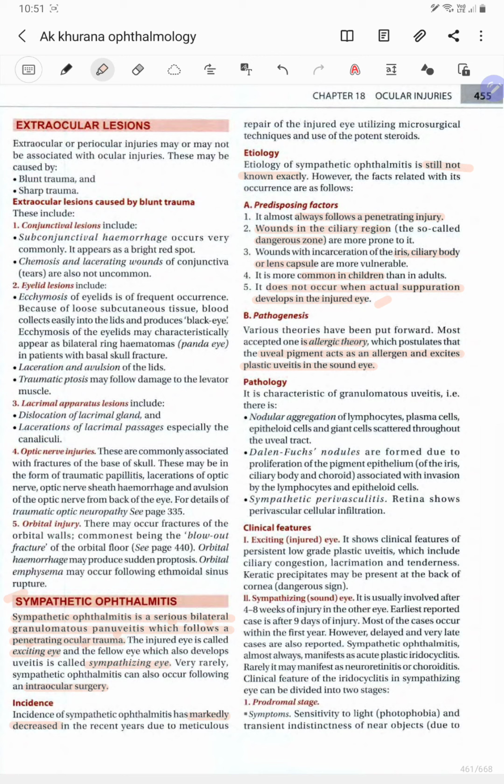Then pathology. It is a characteristic granulomatous uveitis. There is nodular aggregation of lymphocytes and various other immune cells, plasma cells, epithelioid cells, giant cells. Then Dalen-Fuchs nodules are formed due to proliferation of the pigment epithelium of the ciliary body and choroid, and there is invasion of lymphocytes in them. So these are Dalen-Fuchs nodules. Then sympathetic perivasculitis: the retinal vessels also show cellular infiltration, called sympathetic perivasculitis.